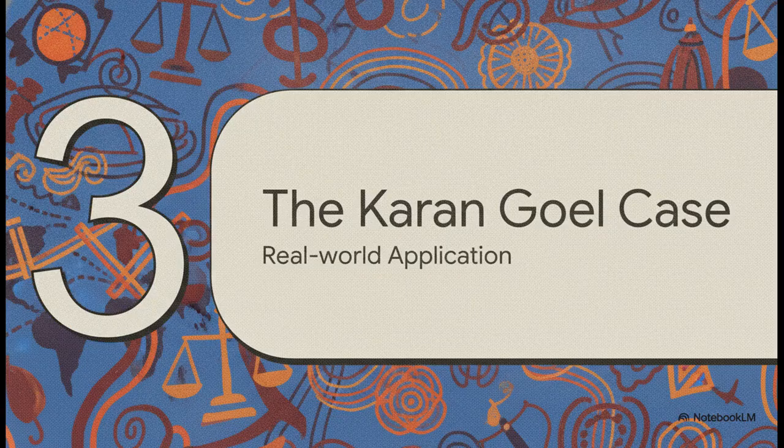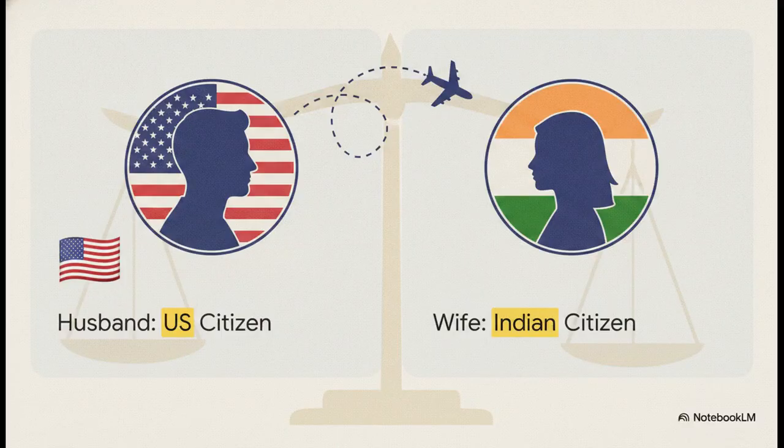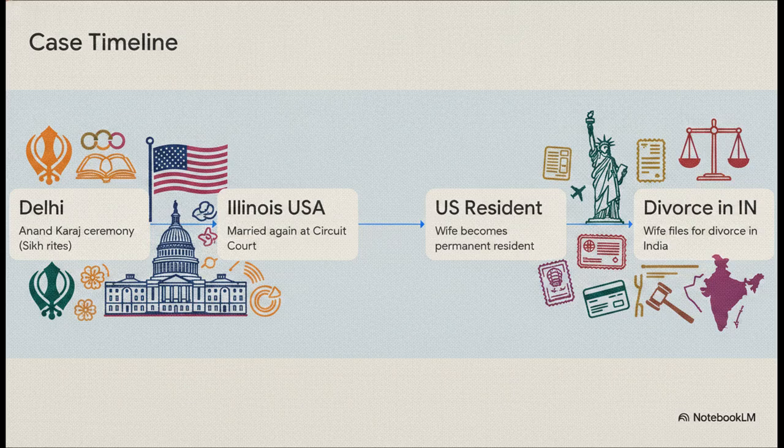Section 3. The Karan Goyal case. Enter the 2021 Delhi High Court case, Karan Goyal versus Kanika Goyal. This is a classic clash of global mobility meeting local laws. On one side, we have the husband, who is a U.S. citizen. On the other side, we have the wife, who is an Indian citizen and holds an Indian domicile of origin. Let's trace the geographical timeline of their marriage, because it complicates things tremendously.